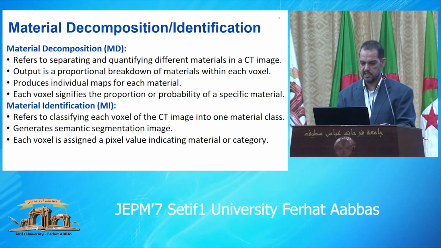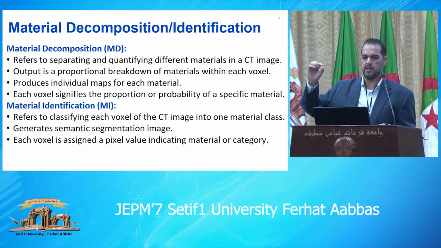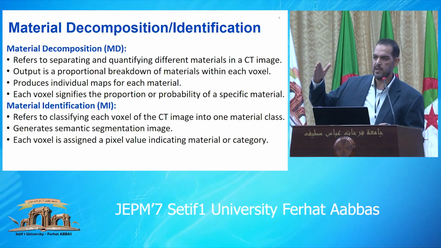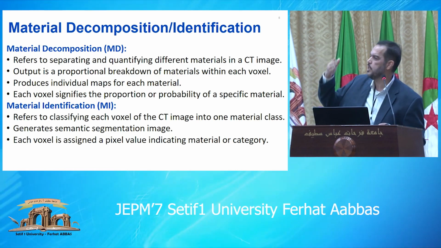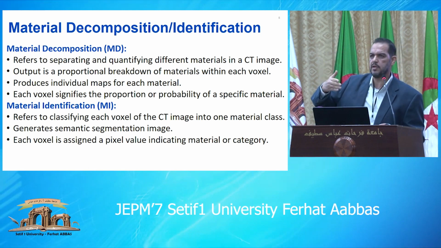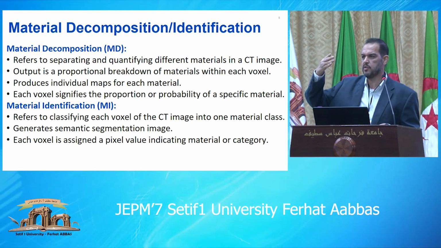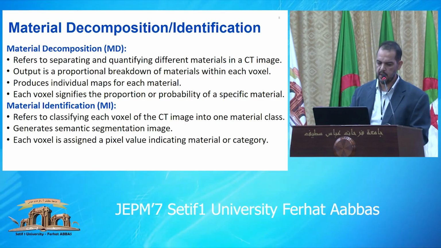Material decomposition is basically separating and quantifying the different materials. So we assume each voxel in the object is composed of different materials, and when we decompose, we generate the concentration for each of the materials. So we'll have an image of water, an image corresponding to iodine, an image corresponding to whatever material we choose to represent. Okay, so the output is a proportional breakdown of materials within each voxel. And each material decomposition image is basically a map for the content of the pixels or the voxels of that material.